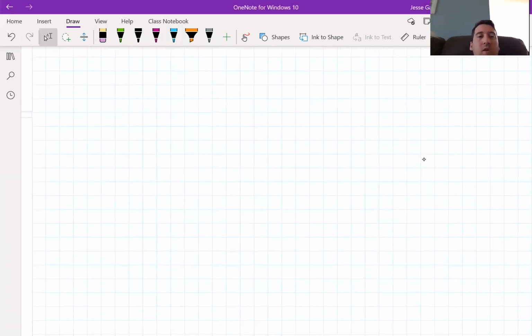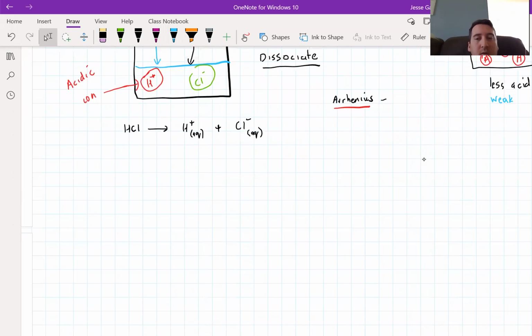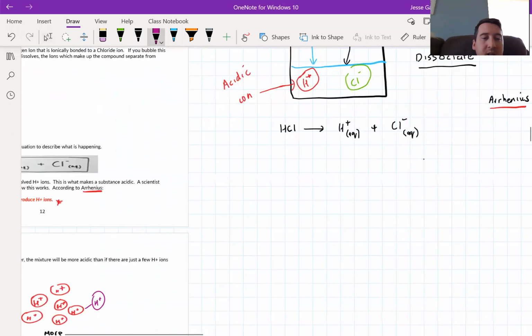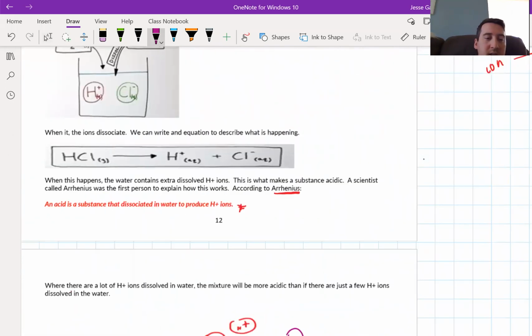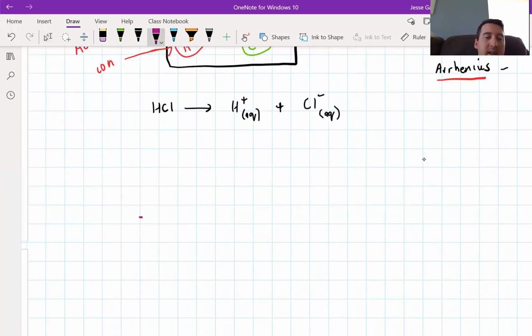Okay, now that's not the end of the story when it comes to acids. There's a more updated definition of acids. So Arrhenius was one of the first guys, and it's very important that we remember what he said. But his definition or his theory of acids wasn't perfect. I'll give you a couple of reasons why. One of the reasons was, when you look at his definition, he always talks about a substance that dissociates in water to produce H+ ions. One problem with this is that things can be acidic even when they don't involve water.